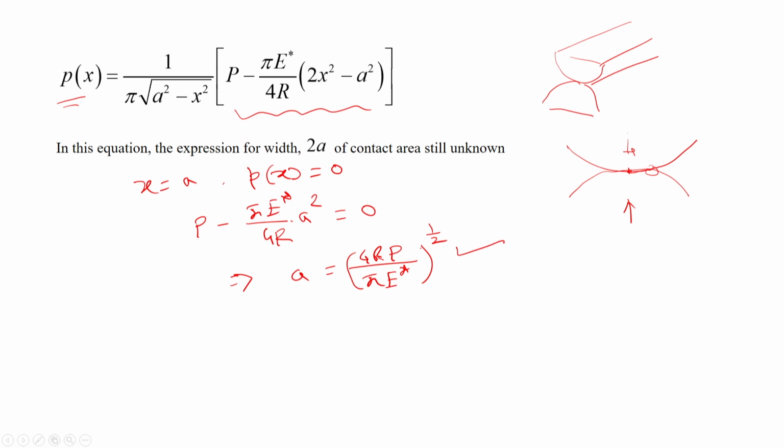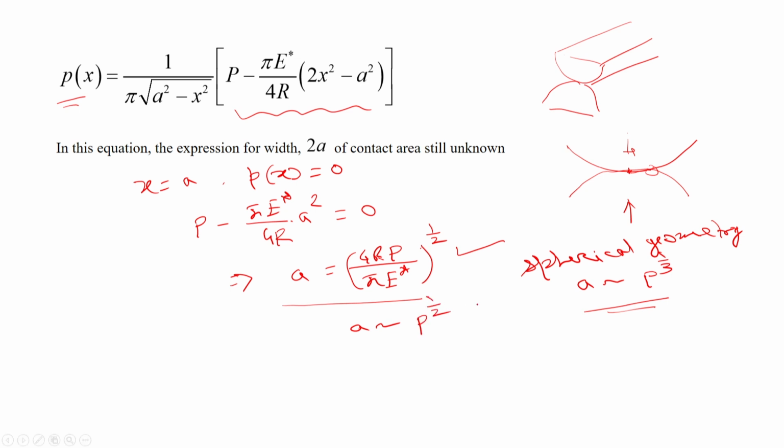So, 4r P by pi E star is the contact radius, and a few slides back I already presented this particular result: the contact width increases with the square root of the pressure for the cylindrical geometry. For a spherical geometry, remember, A goes as P to the power 1 by 3. For a cylindrical geometry, A goes as P to the power 1 by 2. That is the way it happens.